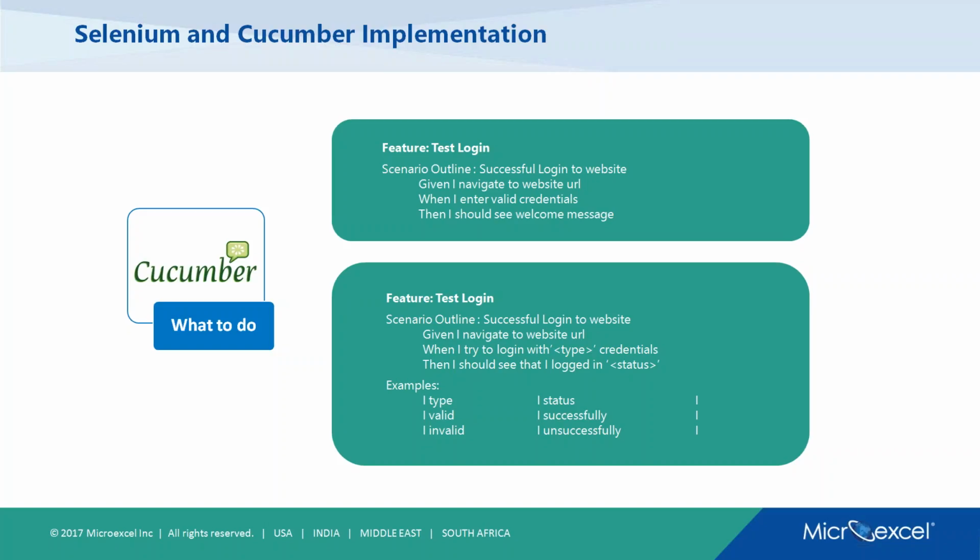Now you can do the same thing, the same feature file, with more than one set of data. The below feature file has the same thing, but it has three variations. You can do a successful login, you can do an unsuccessful login. When you're doing a successful login, you will give a valid credential. When you're doing an unsuccessful login, you will give invalid credentials. This is one example where you can drive your feature file with multiple sets of data.